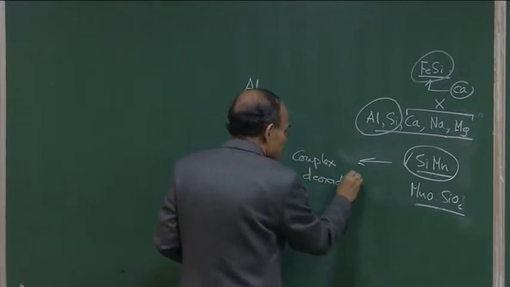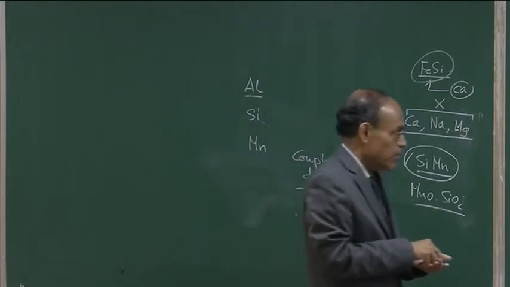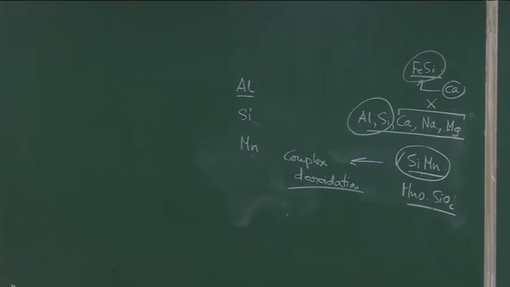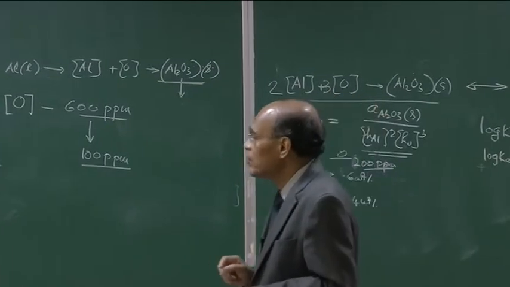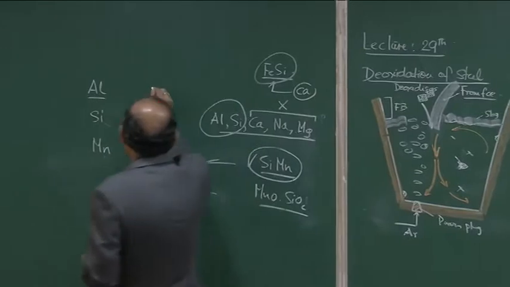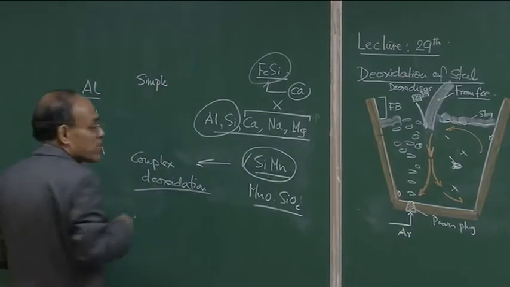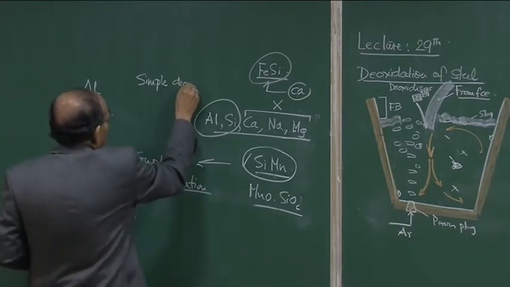So, when one element is added like aluminum, it is good enough, alone powerful enough to drive the oxygen. Okay? So, we will say that we have added aluminum to remove oxygen, and we will call that simple deoxidation. With two or more elements, you can engineer your deoxidation process: simple deoxidation and complex deoxidation.